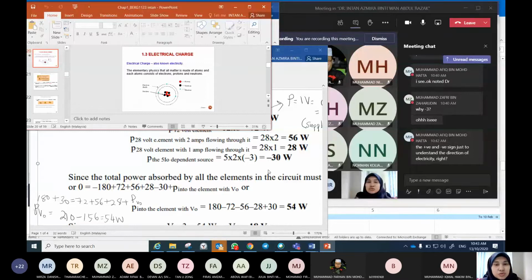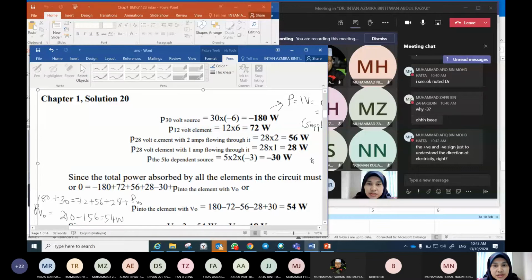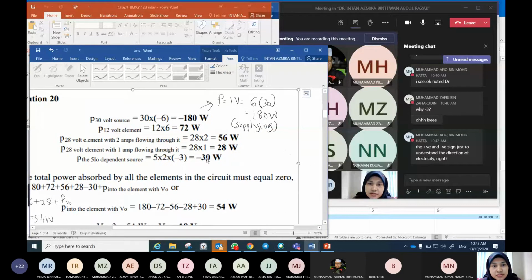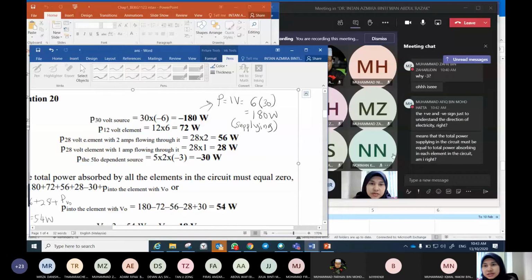So you may write the power as minus 30 watt, or you just write 30 watt in the bracket supplying, like this. 180 watt, in the bracket you put supplying, or you just write minus 180. It means that the total power supplied in the circuit must be equal to the total power absorbed, right?